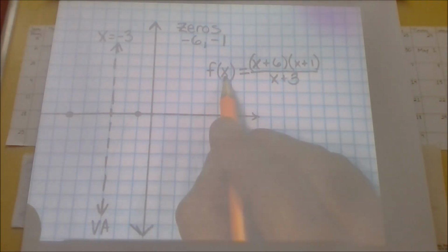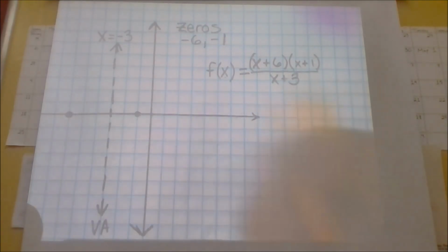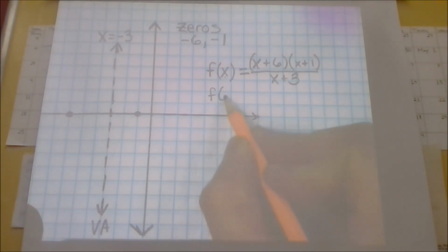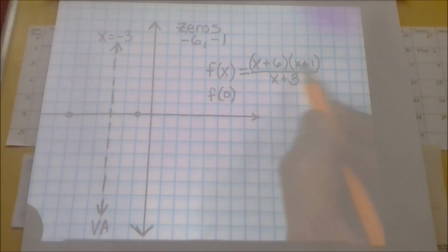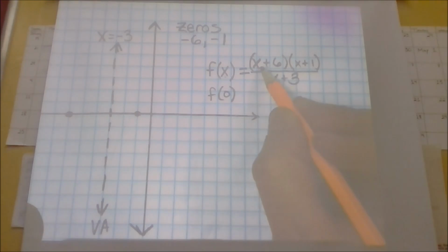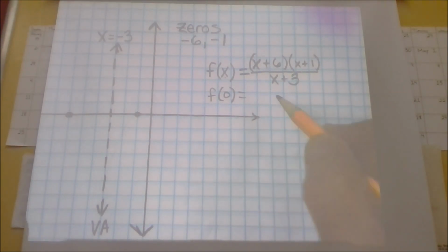So I'm going to plug in x equals 0, and so that's just f of 0. And I could plug in 0 for all of these expressions in x, and that would make this very easy. x is 6, x is 0.